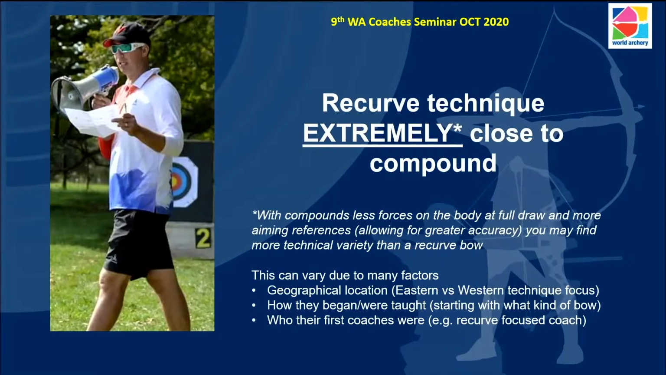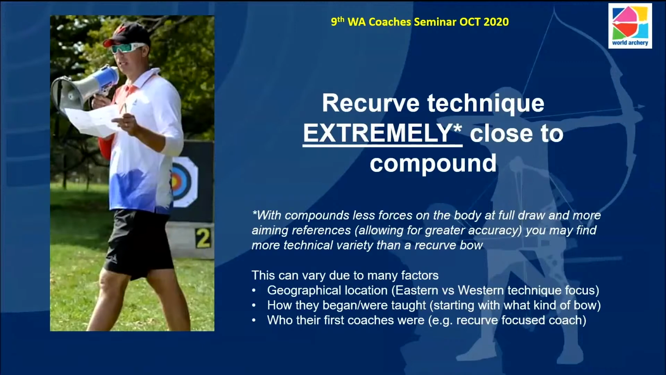So my thought is that compounds, with the fewer forces on their body at full draw, allow for greater accuracy. And you'll find a lot more variety in some compound technique, especially at the world level. There's a lot of different structures to people's bodies and how they activate releases, what releases they're using, what bow setups. But in general, I find myself coaching very similarly from the beginner, intermediate, and advanced as I would with a recurve, as I do with a compound.